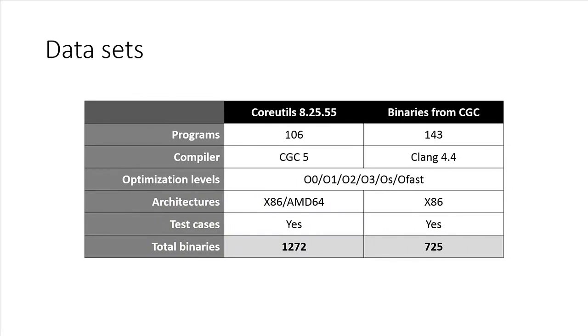Here comes the evaluation. We evaluated Ramblr on two different data sets: coreutils 8.25 and some binaries from the Cyber Grand Challenge, which is an event organized by DARPA. There are 250-something programs in all. We compiled them under different compilers with different optimization levels on different architectures, and we have roughly 2,000 binaries in all. The good thing about those data sets is that we have really comprehensive test cases for every single binary, which means we can run those test cases and see if we have broken the binary during the reassembling.